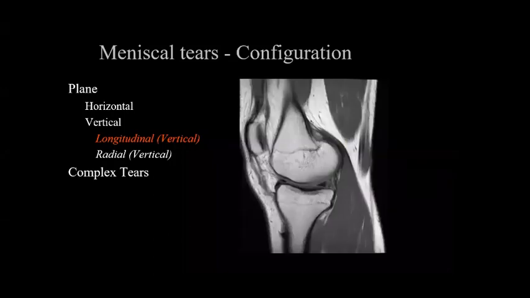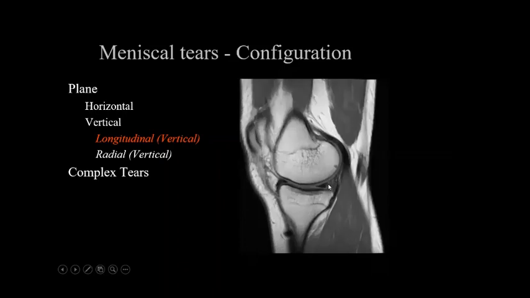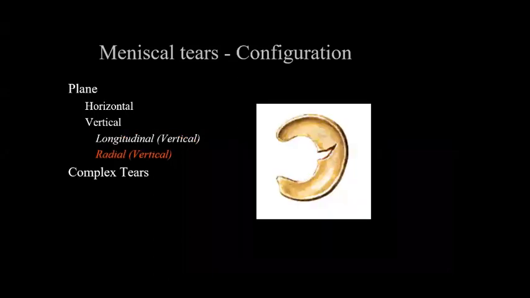And also we have another example of vertical longitudinal tear involving the red zone of the posterior horn of the medial meniscus. And as we scroll through the images, we see this vertical longitudinal tear propagating along the body of the meniscus.